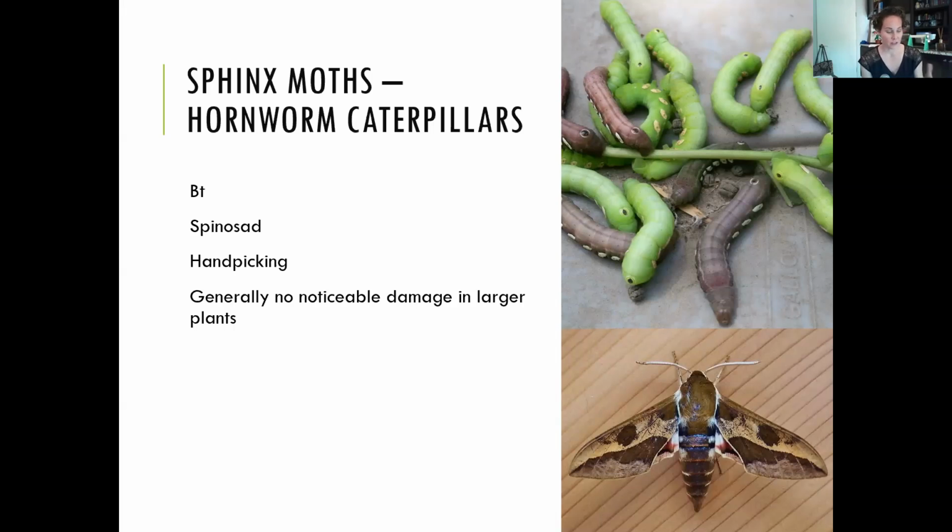They're fat, thicker than your thumb, really long, and I mean, almost nauseating how gigantic they can be. So BT, spinosad, or hand pick them off if you can. Generally, you don't see a lot of them on the plant. You might see one or two, and they're easy to hand pick off. And if the plant is large, it usually has enough leaf number to it so that you don't see what they've been necessarily feeding on. But a small plant, you're going to see some damage to it.